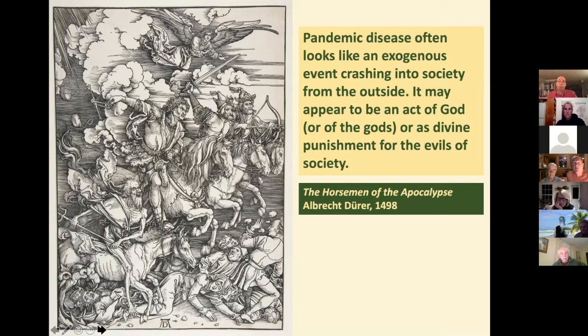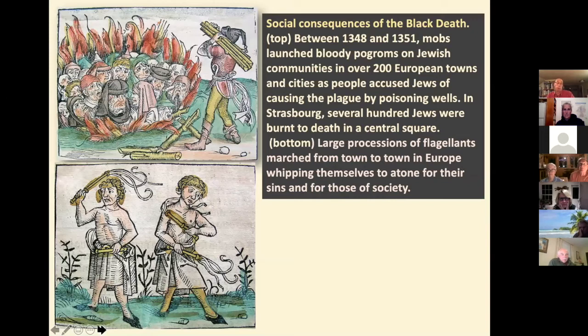The image here from Albrecht Dürer of the four horsemen of the apocalypse, that sense of divine punishment, God's punishment on the sins of society or on individual sins, trying to explain this, trying to understand it. Again, I'm looking here particularly at Europe and the Black Death, the violent reaction to people seen as outsiders, those who may be bearers of disease in some fashion, maybe poisoning the wells or bringing disease through their religious practices that are different from ours, those kinds of ideas.